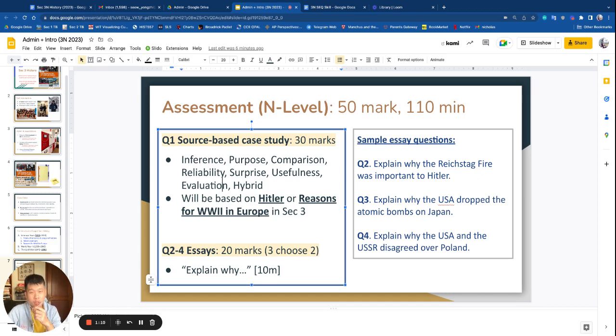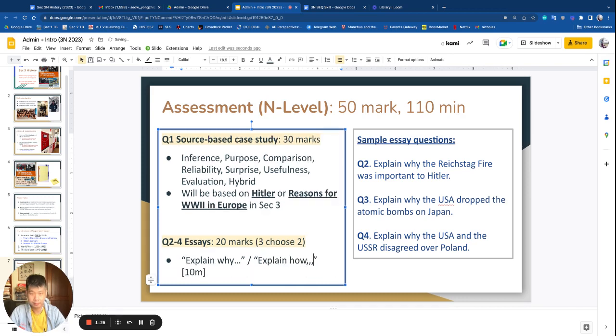Section B, for 20 marks, will be on the essays. And there is only one type of essay that will be tested for your syllabus, and that is called the explain essay. The essay can start with explain why. It can start with explain how. And it will be 10 marks.